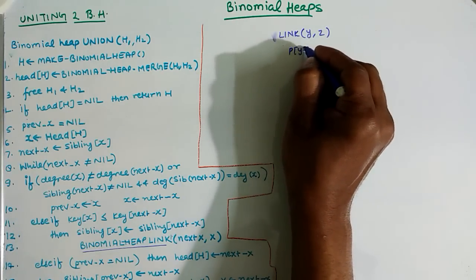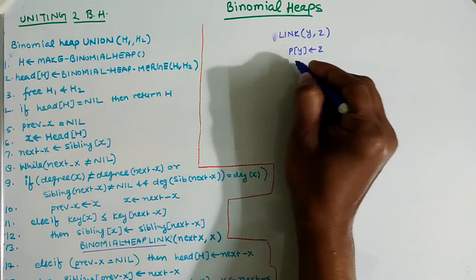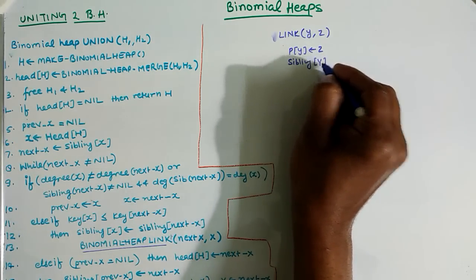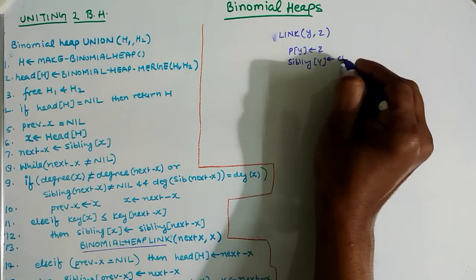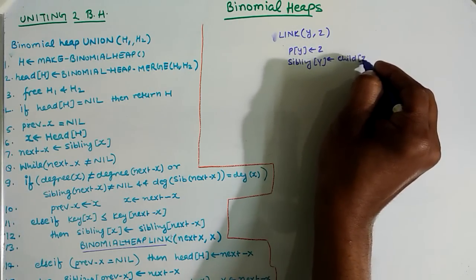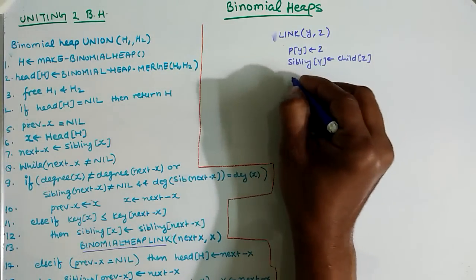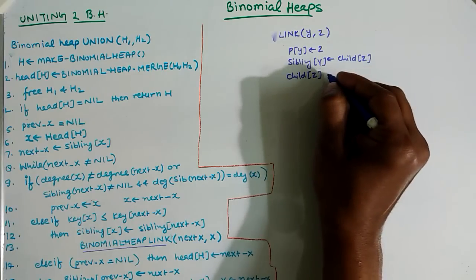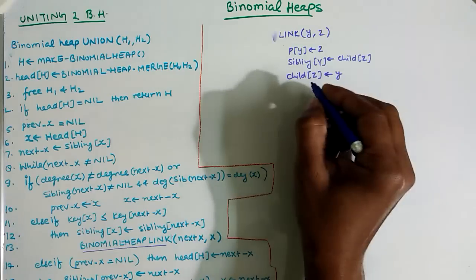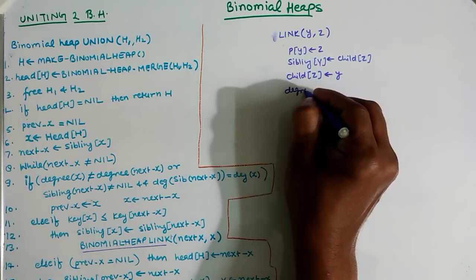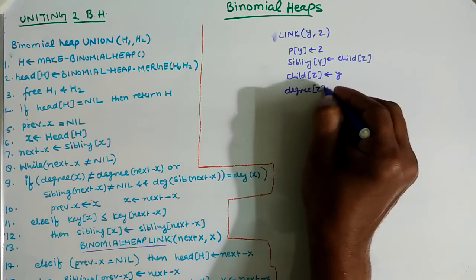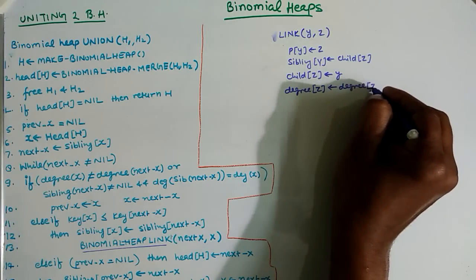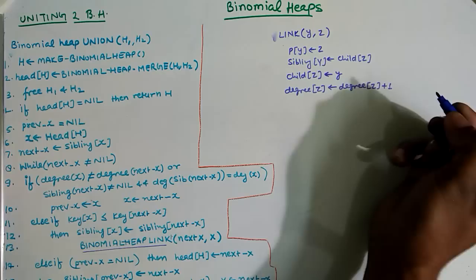So the parent of y will become z, the sibling of y will become the child of z, and the child of z will become y, and the degree of z will become the degree of z plus 1.